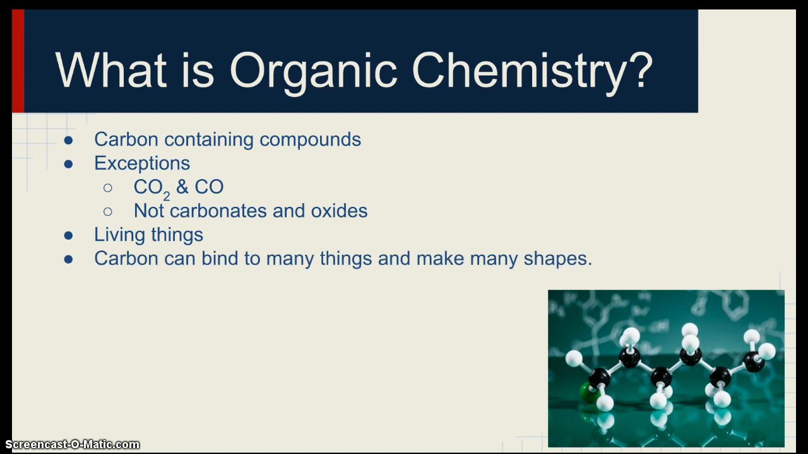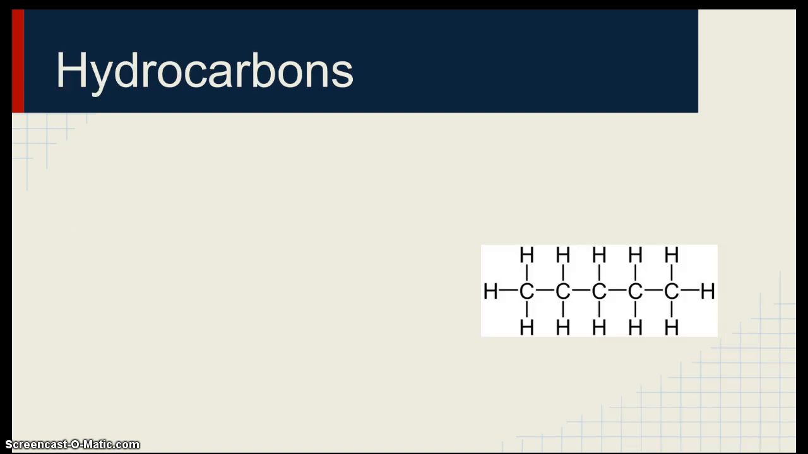What makes carbon so special? Well, carbon can bind to many things and make many shapes. Why is that? And if you answered because carbon forms four covalent bonds, you are correct. It has four valence electrons, which means it needs four more, which means it's going to need to do a lot of bonding. I said we're only going to do the easy organic chemistry, so we're going to stick with hydrocarbons. What makes hydrocarbons easy? They only have carbon and hydrogen, no other elements.